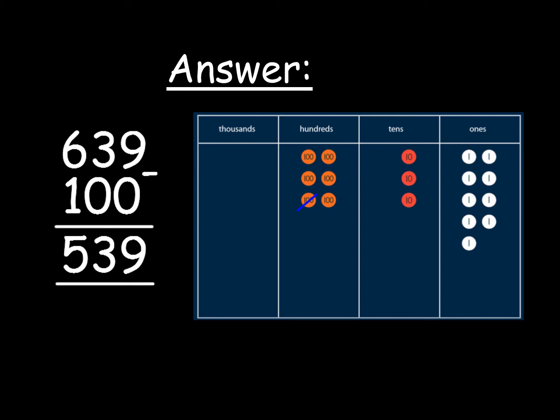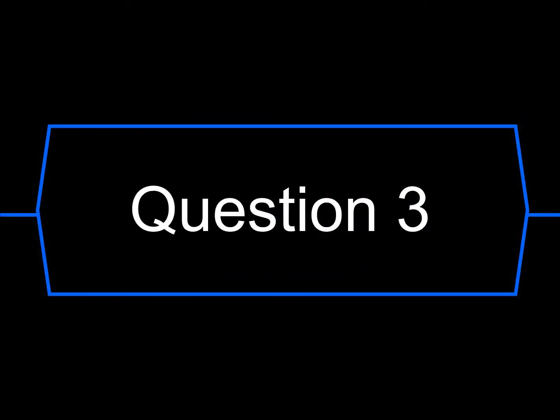So it's pretty straightforward. And if it was in class and we wanted to use the place value counters, I could have got all my counters out for the biggest number. I was then only taking away 100, so I take away a 100 place value counter, and then it would have left me with 539. Well done. Ready for question 3?